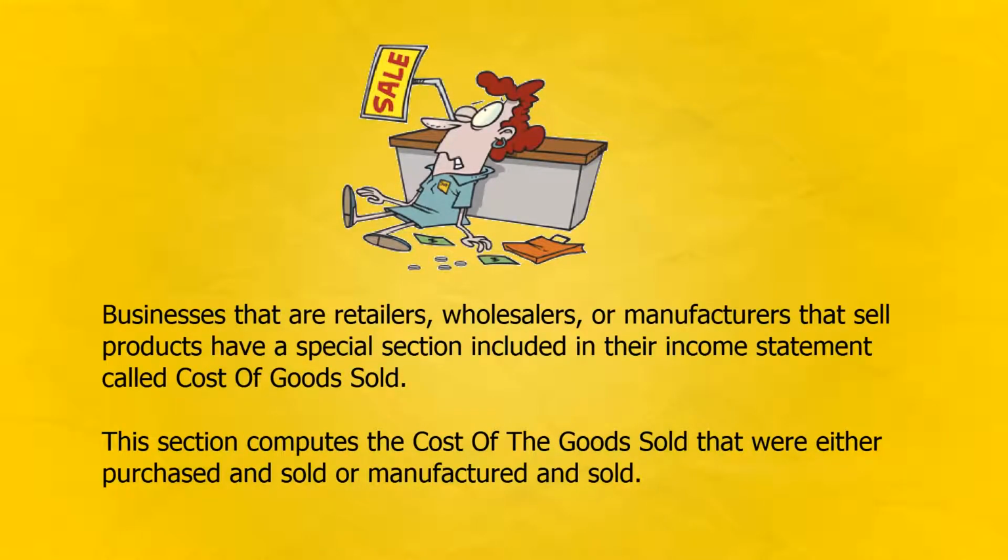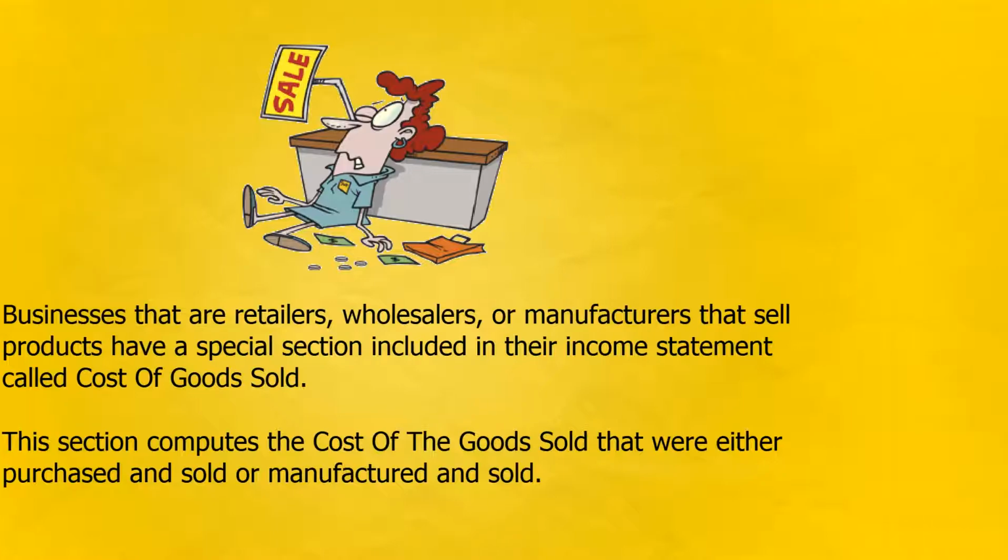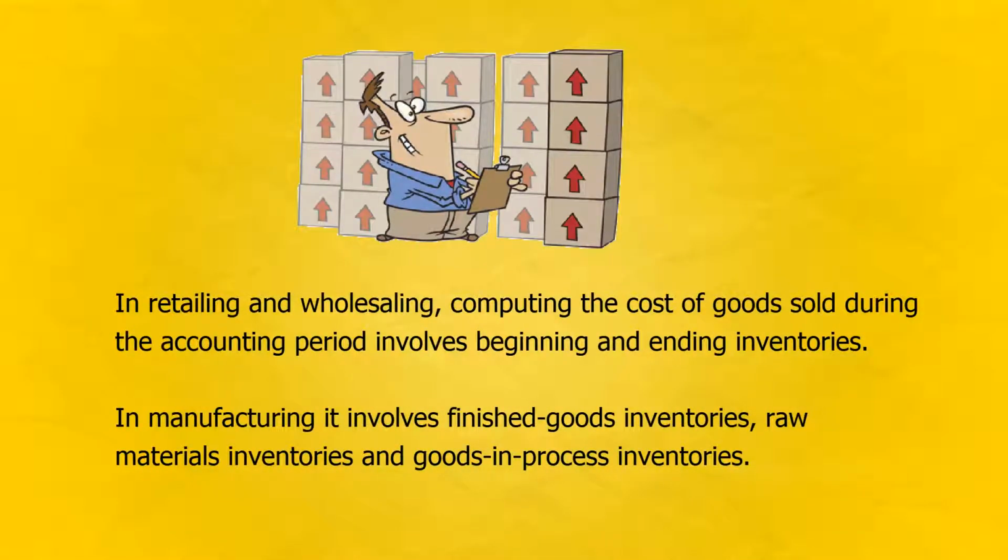Businesses that are retailers, wholesalers, or manufacturers that sell products have a special section included in their income statement called cost of goods sold. This section computes the cost of the goods sold that were either purchased and sold or manufactured and sold. In retailing and wholesaling, computing the cost of goods sold during the accounting period involves beginning and ending inventories. In manufacturing, it involves finished goods inventories, raw materials inventories, and goods in process inventories.